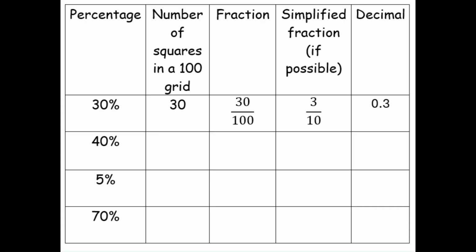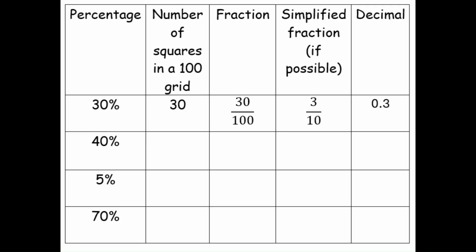For example, 30% would take up 30 out of 100 squares in a 100 square grid. The fraction for that is 30/100ths. The simplified fraction is 3/10ths, as the highest common factor of 30 and 100 is equal to 10. There are 3 10s in 30 and 10 10s in 100. 3 divided by 10 is equal to 0.3, as we've learnt previously. So pause the video now and have a go.